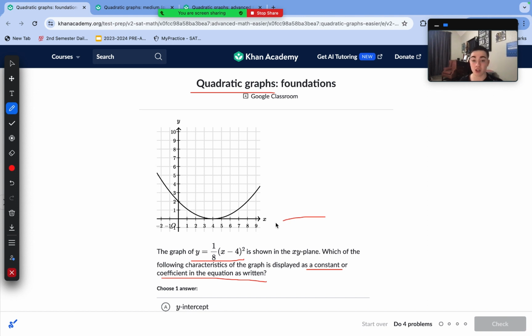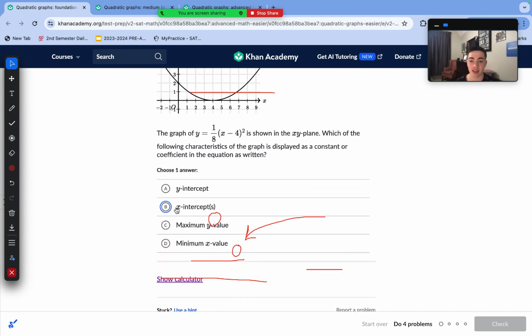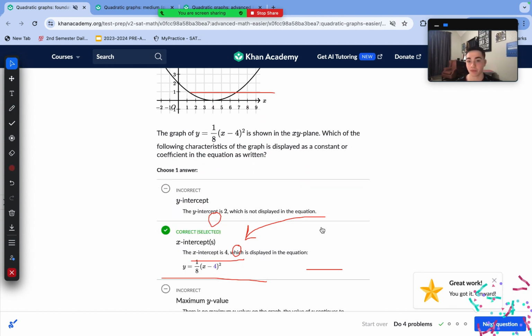So this equation is just a factored form of a quadratic equation. As we can see, this factor, (x minus 4)^2. What this means is that there is an x-intercept at positive 4, which we can see is displayed as a constant and shown in the graph right here. So we are given the x-intercept for this one.